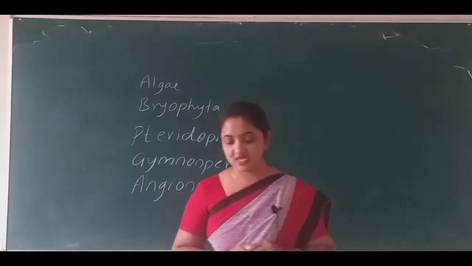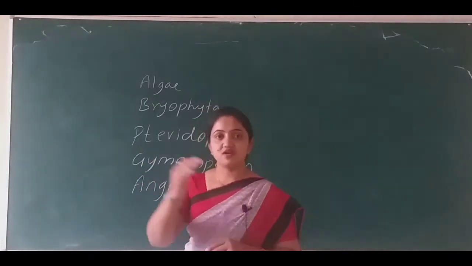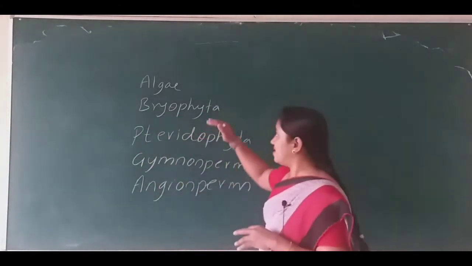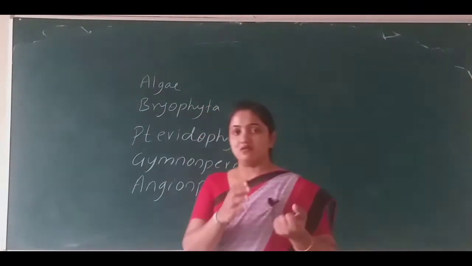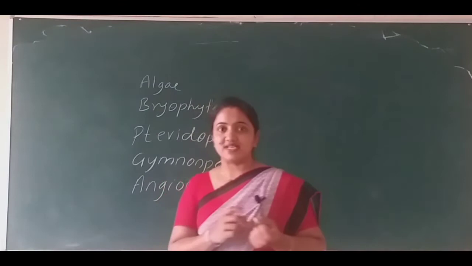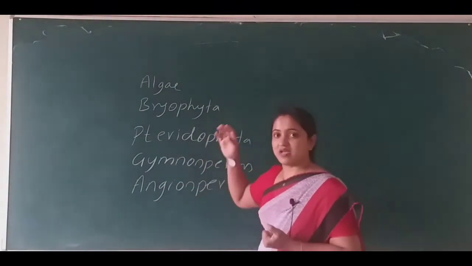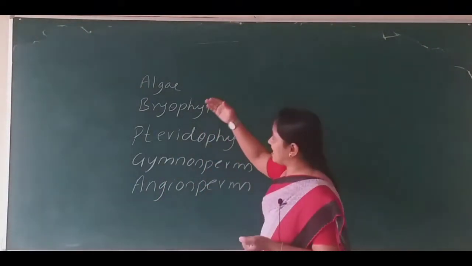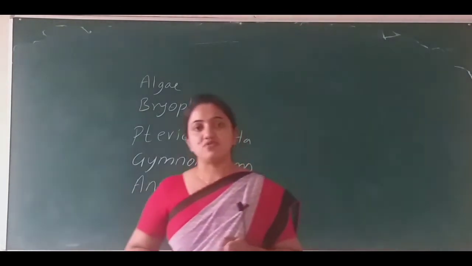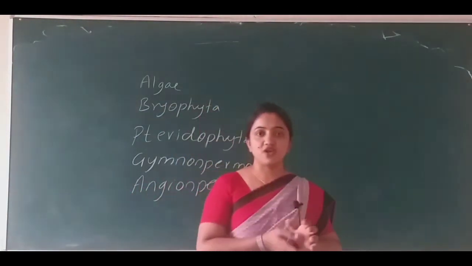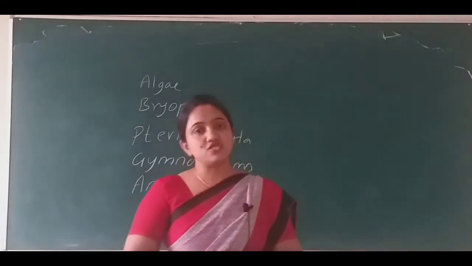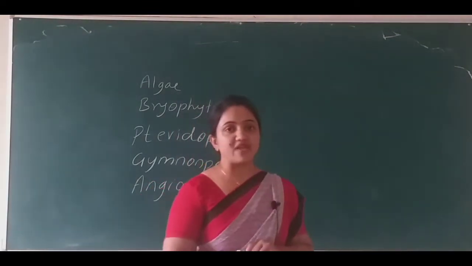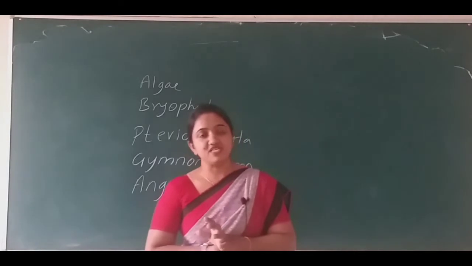And the next is, as I told you, if we are going one by one, a small introduction about the algae, a few species, examples, the mode of reproduction and uses. After that, we are going to study about the Bryophyta. The Bryophyta is also known as the amphibians of the plant kingdom. Why so? Amphibian, it means what?